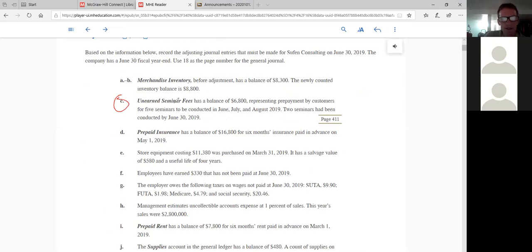And this is unearned seminar fee, so this is unearned revenue. It says they have a balance of $6,800. It represents prepayment by customers for 5 seminars to be conducted in June, July, August 2019. 2 seminars had been conducted by June 30th. So what would have happened is we got paid money. They paid us $6,800, and we credited this account called Unearned Seminar Fees for $6,800. Now remember, this account is what we call a liability.